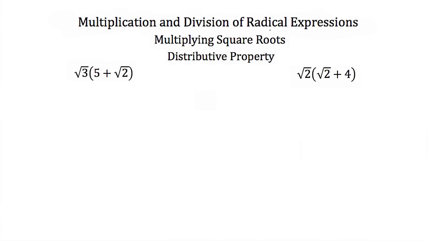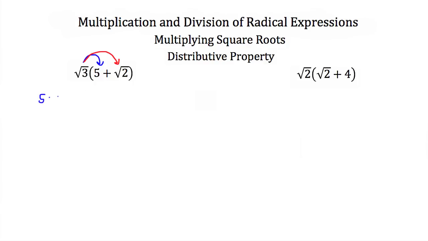Now, multiplying radical expressions also follows the distributive property. Here I'm taking the square root of 3 and I'm trying to multiply it by 5 plus the square root of 2. Since I'm taking this square root of 3 and I'm multiplying it by this whole quantity, and this whole quantity has an addition in it, that means I have to follow the distributive property. So I'm going to take the square root of 3, I'm going to multiply it by 5. Then I'm going to add that to the square root of 3 times the square root of 2.